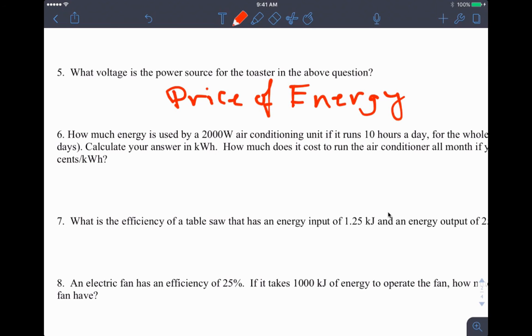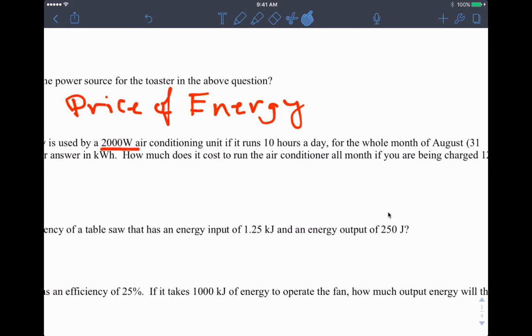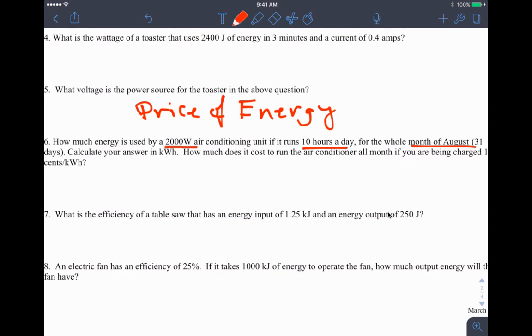In number 6, it tells you how much power in watts the air conditioner is using, and it also tells you that it runs for 10 hours a day for the whole month of August. So that's 31 days.